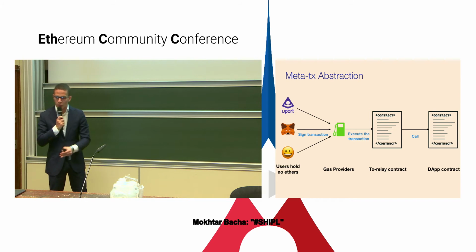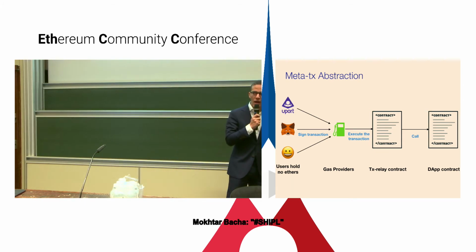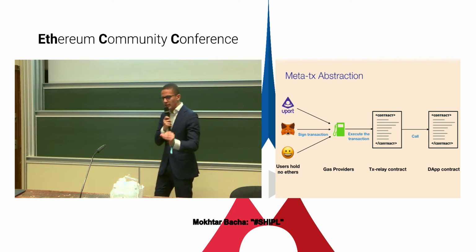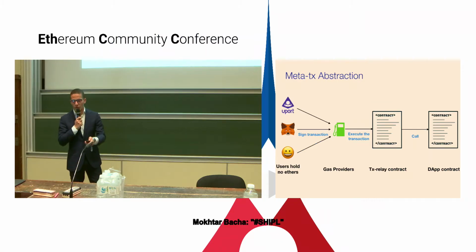So how does a meta transaction work? The user is still going to sign the transaction, he still owns his private key, but instead of sending this transaction directly to the network, to the miner, he is going to send it to a gas provider. Here, the gas provider is going to be Shipple. What the gas provider is going to do is take the transaction and wrap it into another transaction, and this is the meta transaction. This signed transaction is going to be an argument in the relay contract, and the relay contract is going to call the dApp contract and process the transaction.